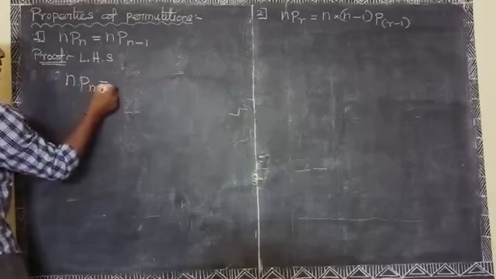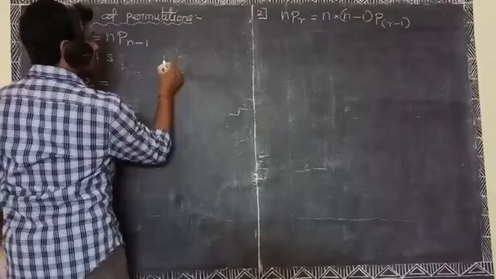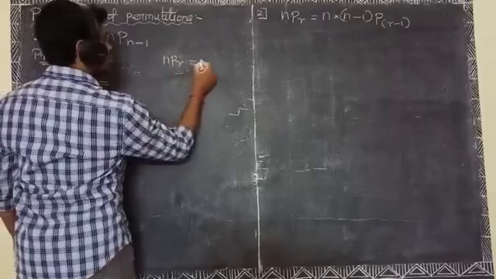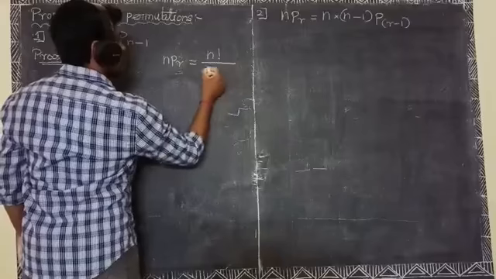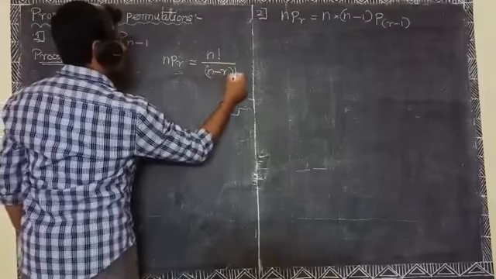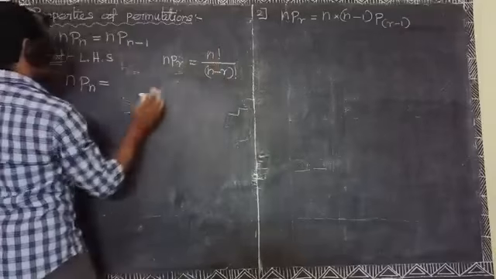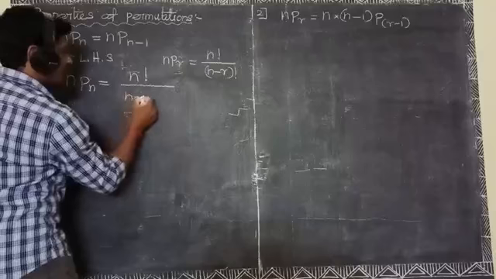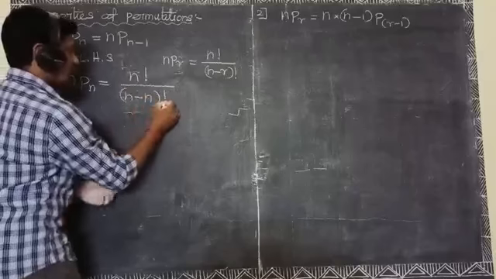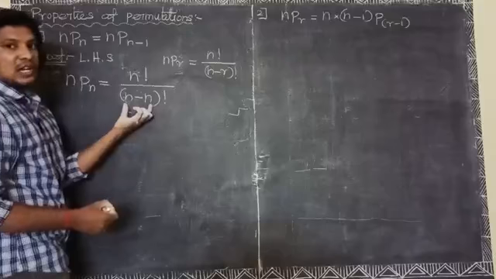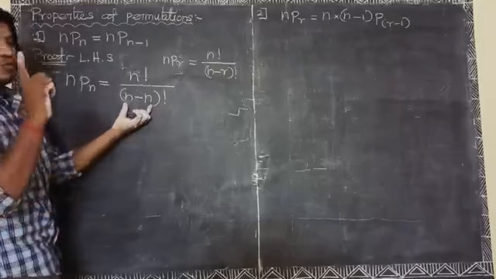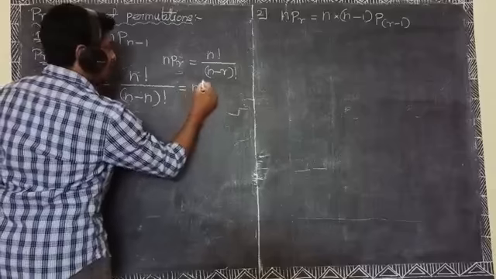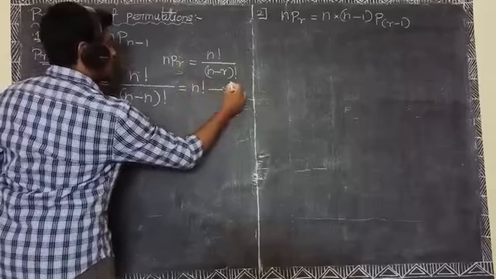nPn. Using nPr, we know that nPr is equal to n factorial divided by (n minus r) factorial. Using this formula here, n factorial divided by (n minus n) factorial. n minus n is 0 factorial, and the value of 0 factorial is 1. Therefore, n factorial. This is equation number 1.